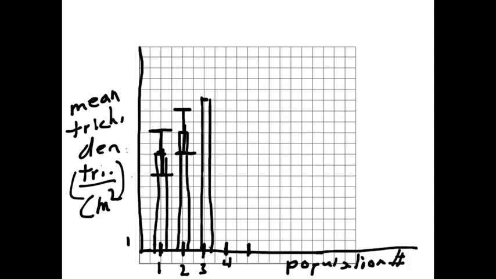For population 3, our mean was 14. Our standard error was 1. That means we need to go up 2 standard errors. So we need to go up to 16. We also need to go down 2 standard errors. So that means we need to go down to 12.